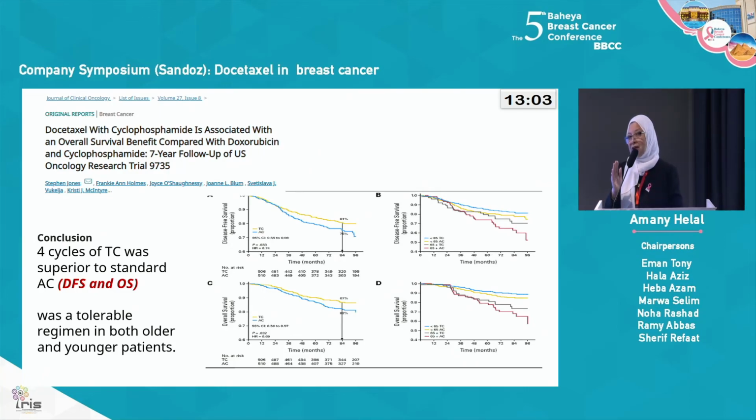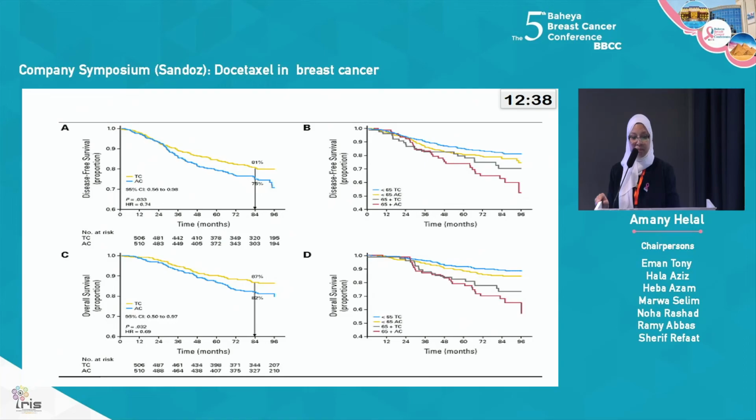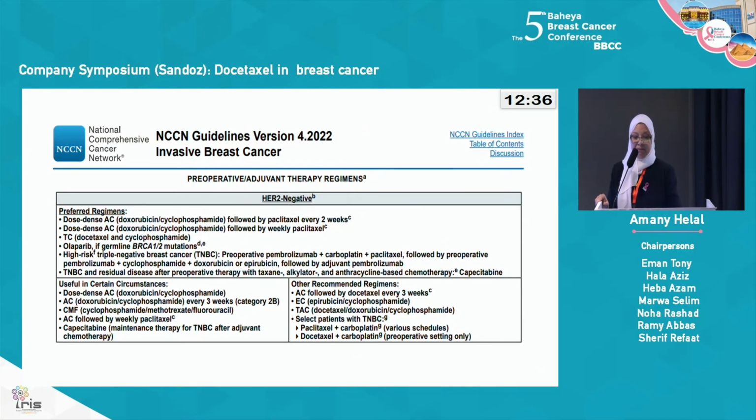It's not compared with the AC followed by taxane, but at least it is superior to the 4 cycles of the anthracycline and the cyclophosphamide. It was a tolerable regimen in both older and younger patients. There is another trial I didn't put here, testing docetaxel cyclophosphamide in the older population, 70 years, and actually it is very tolerable with very good precautions, of course. Okay. So look at the NCCN guidelines for the preoperative or adjuvant therapy for HER2/neu negative.